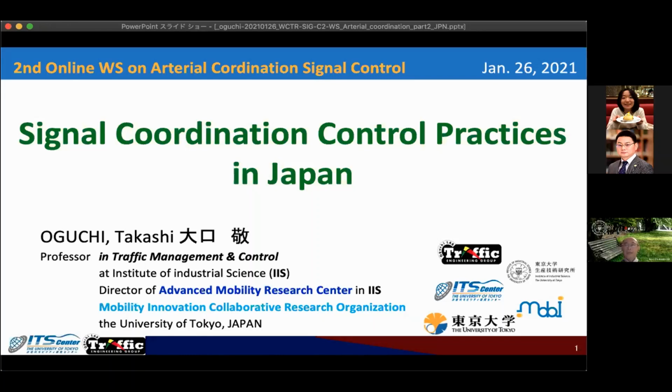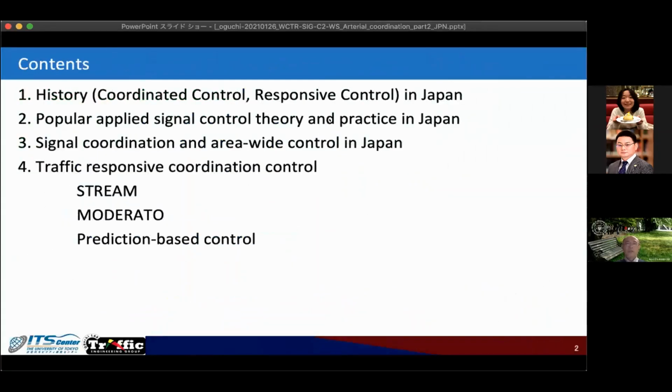And for today, as also Keisha mentioned, I'm a bit busy with the national projects, and I just try to summarize the Japanese practices in the signal coordination. So firstly, I try to explain the Japanese history on the introduction of the coordination control. And maybe in Japanese situations, the responsive control with the signal coordination is very common, so I'll also talk about that. And secondly, I'll try to explain the practices in Japan and the background theory.